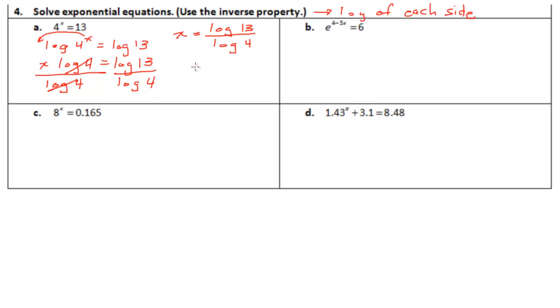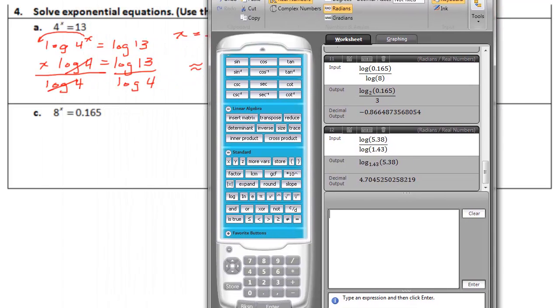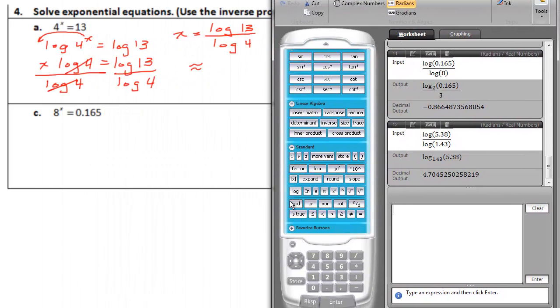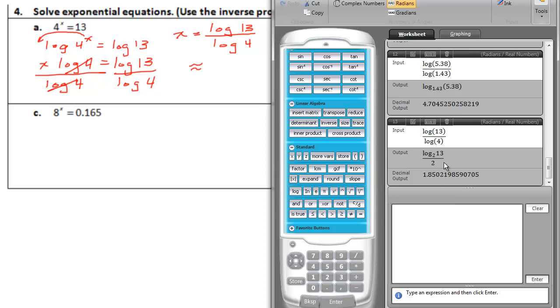Now that's the exact answer, and you should know the difference between an exact answer versus an approximation, but sometimes we need to know what that approximately is. I'm going to use this calculator, a little more friendly than the other one. Log of 13 divided by log of 4 is approximately 1.850.